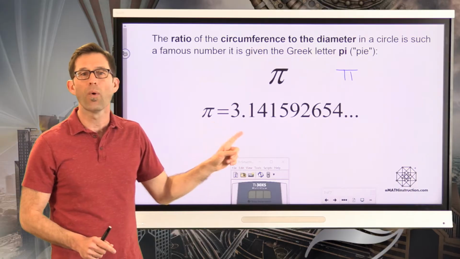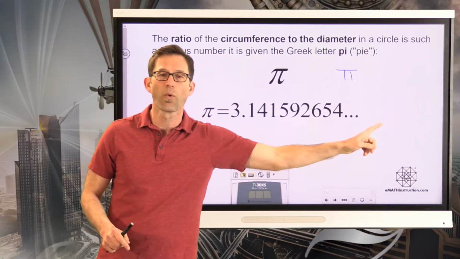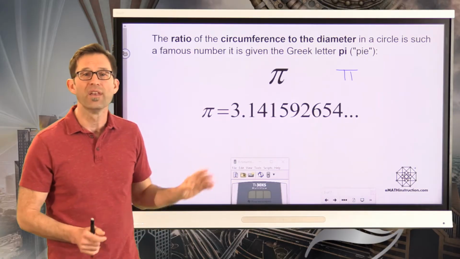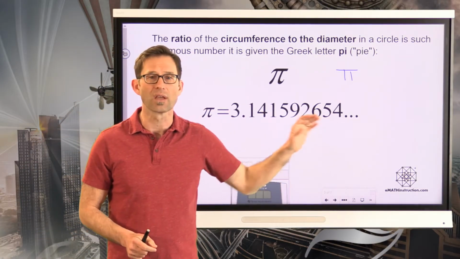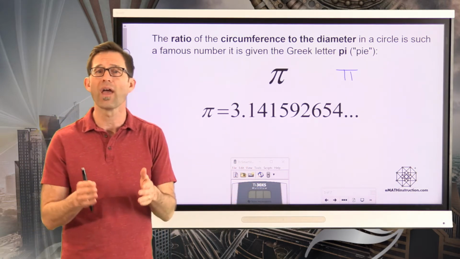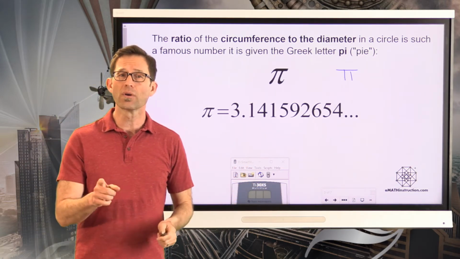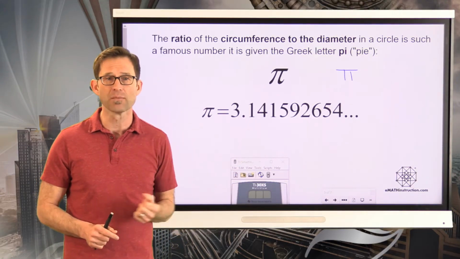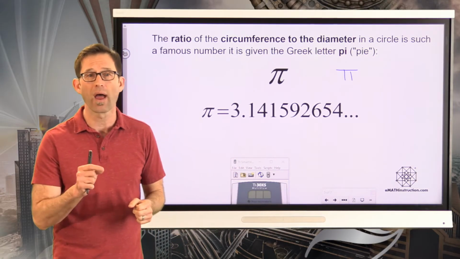Pi is 3.14159264, etc. It's actually what's known as an irrational number. The decimal never ever repeats. It goes on forever, without repeating and without ending. It's really cool. And you'll learn more about irrational numbers next year in Math 8. But pi is possibly the most famous irrational number.